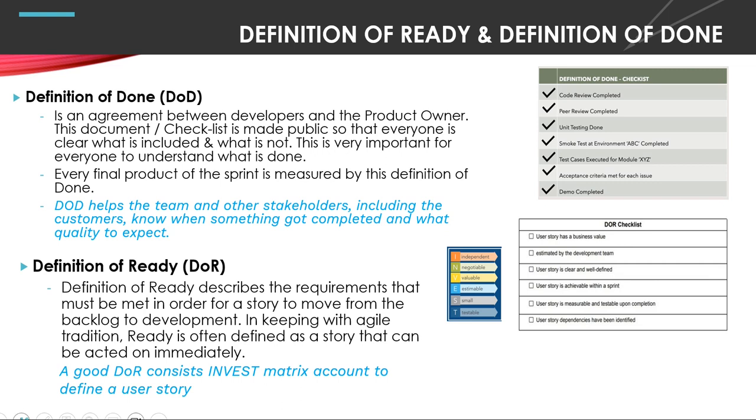Definition of ready is a checklist that describes the requirements that must be met in order for a story to move from the backlog to the development phase. In keeping with agile traditions, ready is often defined as a story that can be acted on immediately. A good definition of ready consists of the INVEST matrix for defining a user story.